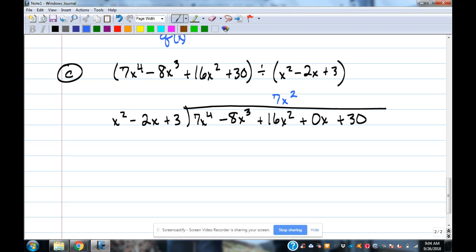Distribute it to the divisor. So that'd be 7x to the 4th minus 14x cubed plus 21x squared. Parentheses and subtract. A lot of folks want to leave out the parentheses, and most of those folks make the mistake of not subtracting everything. They subtract the first piece and then add the others. That's incorrect.